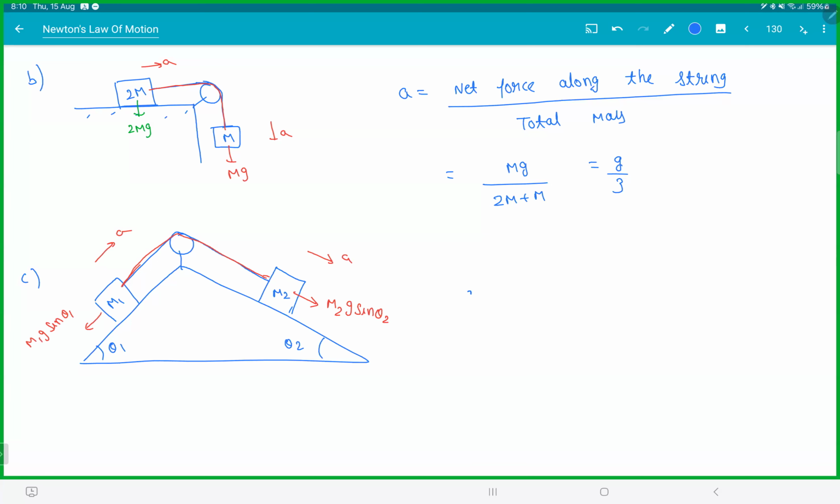Now applying the formula, look at this. Again, listen carefully here. Is M2G sine theta 2 helping A or opposing A? Helping, right? Same direction. So it's plus. What is M1G sine theta 1? It is opposing A, isn't it? It is slowing it down. So minus. So this is the net force. So this total force is acting on the two blocks, M1 plus M2. Done. You get the answer. Is this making sense, everyone?